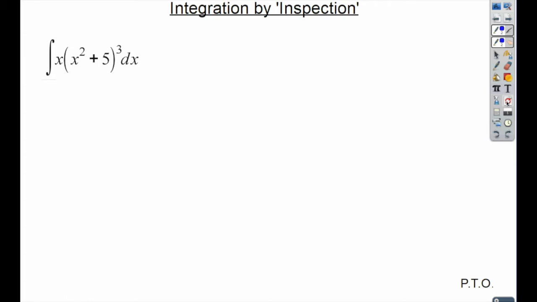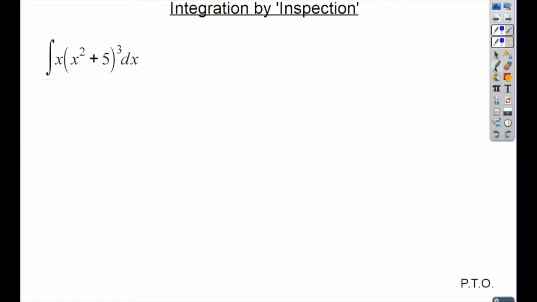So what you should look at is what is going on in the brackets. So you've got x squared plus 5, and that's raised to some power. As I said, the 3 is not really the important thing. We look at what's in the brackets. Now if you differentiate what's in the brackets, you get 2x, and just notice you've got a multiple of that outside the brackets. Now that tells you, or it should tell you, that the answer you're looking for is something to do with x squared plus 5 to the power of something.